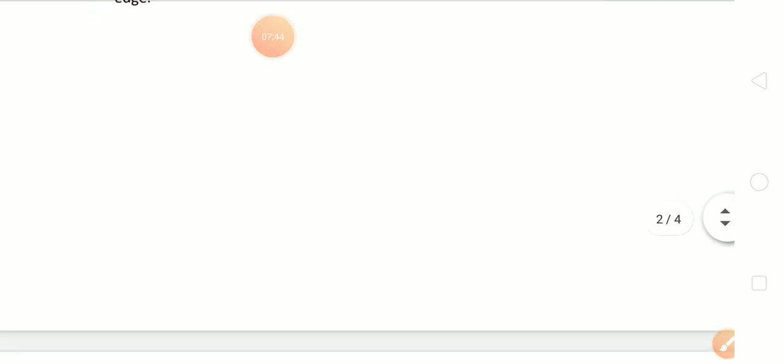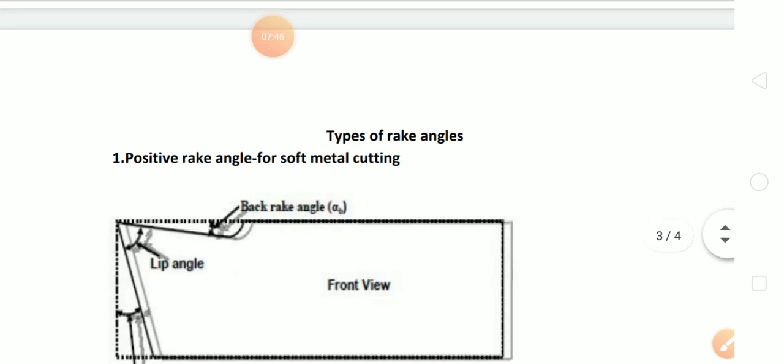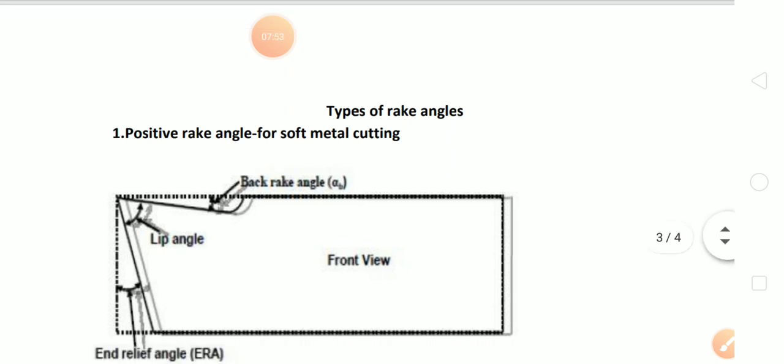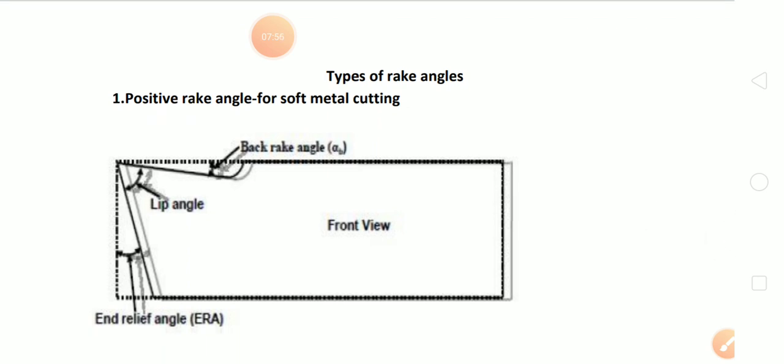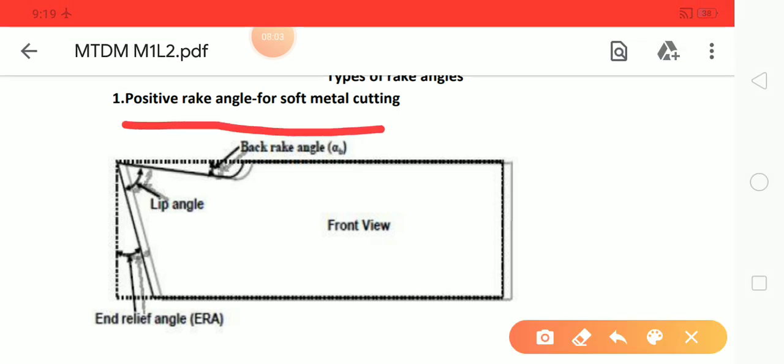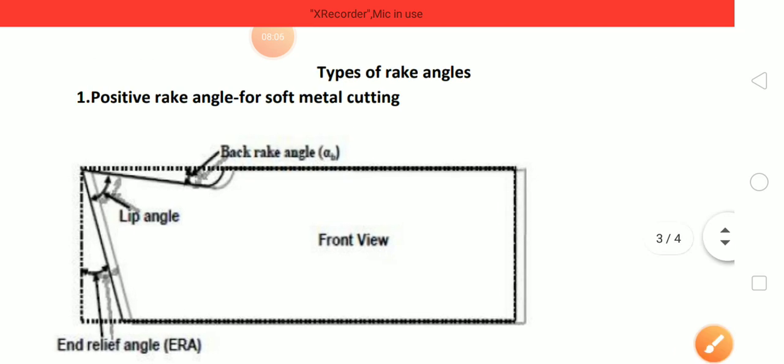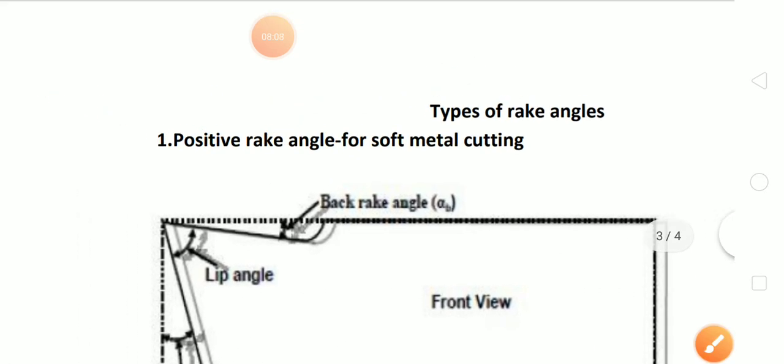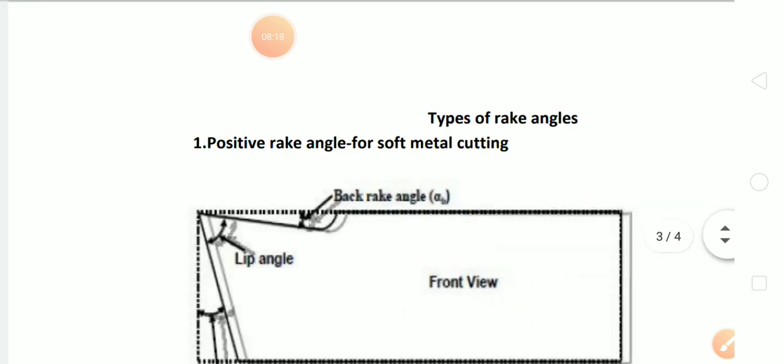Now we will move to the next topic, that is types of rake angle. It is very important while doing a machining job that you know the types of rake angles. The first one is the positive rake angle, and I will also mention its purpose. Positive rake angle is used for soft metal cutting. Soft metals mainly include mild steel, and you can also use it for some cast iron. Almost all metals can be machined by a tool having a positive rake angle.